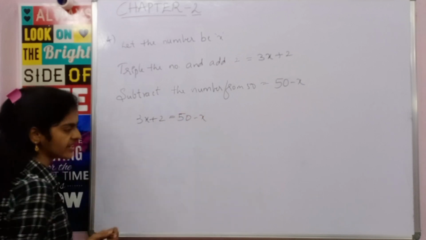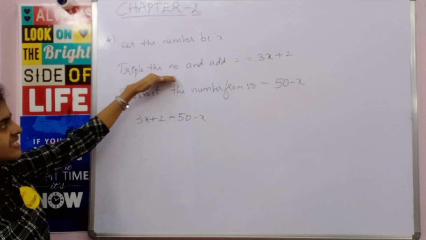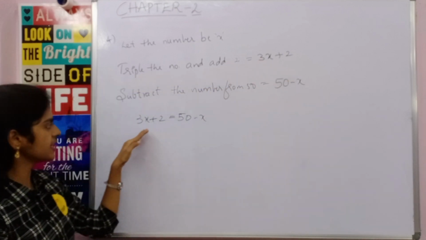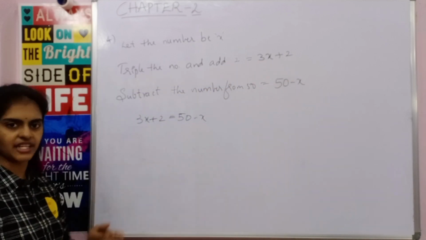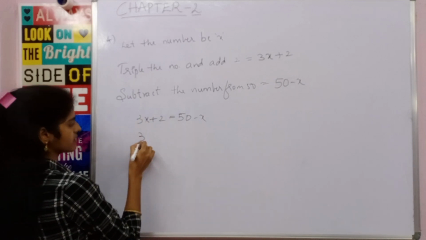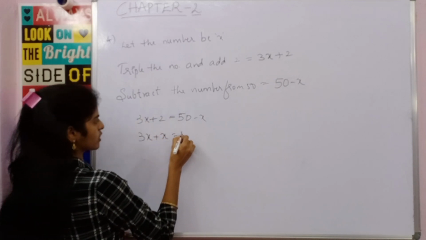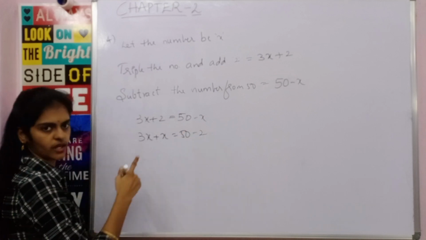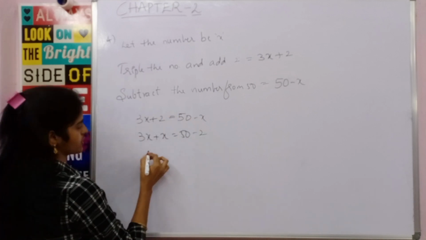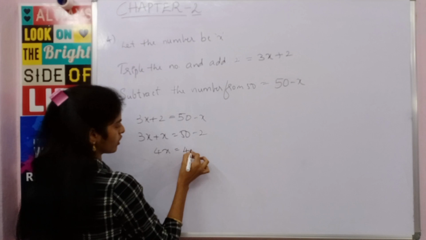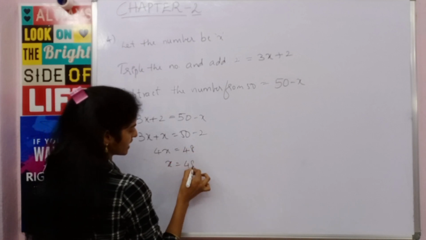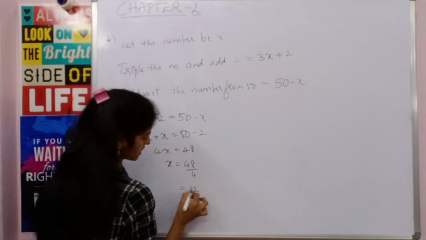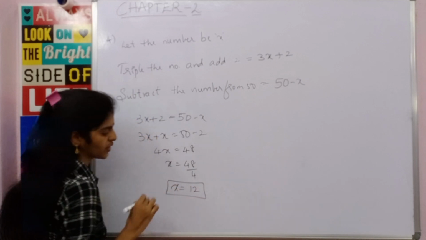Okay, whenever a question is given to you, firstly write this condition. Then you will write the final condition that these two are equal. Clear? Now bring all the x terms together. So 3x plus x equal to 50 minus 2. Plus 2 going to the other side becomes minus 2. So this is 4x equal to 48. So x is what? It is 48 divided by 4, which is 12. Okay, so 4 12s are 48, so x is 12.